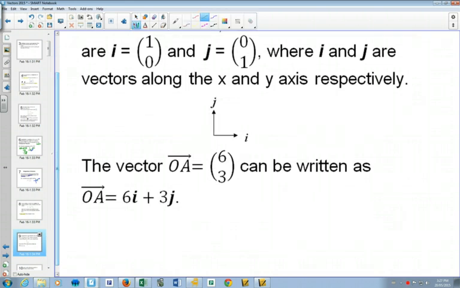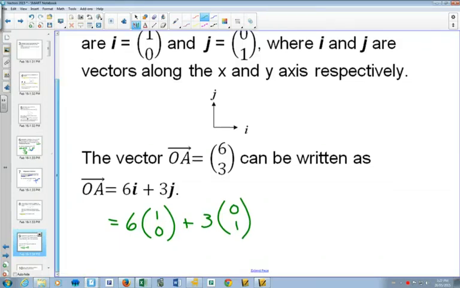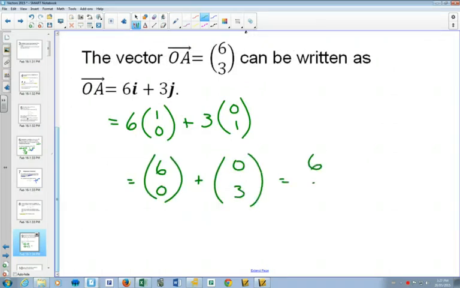Because if we wrote this out, i was 1, 0, and j was 0, 1. And if you multiplied that 6 through, and in this sense, the vectors are acting very much like matrices, right? We're adding matrices and multiplying a matrix by a scalar. Yes? It looks like they're dealing with complex numbers. Yeah, and it's not a complex number because it's bolded. So that's the difference.